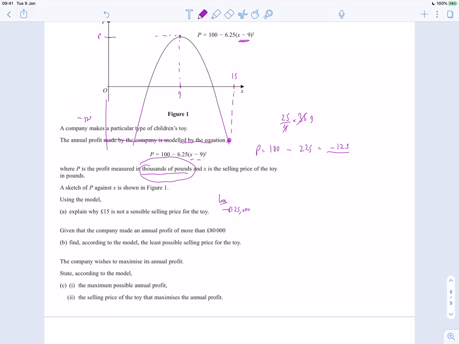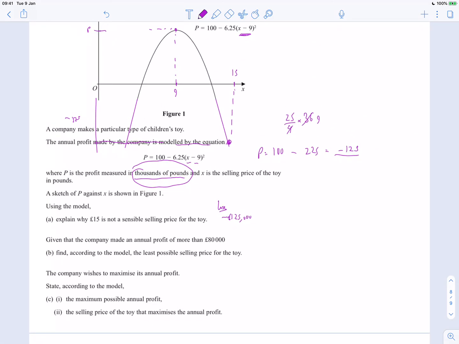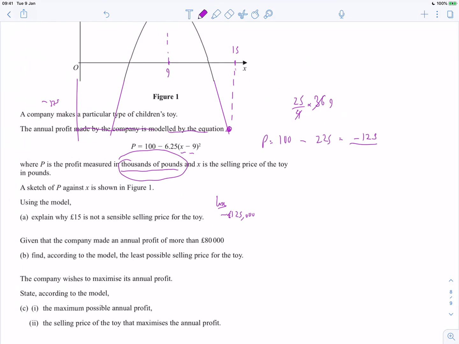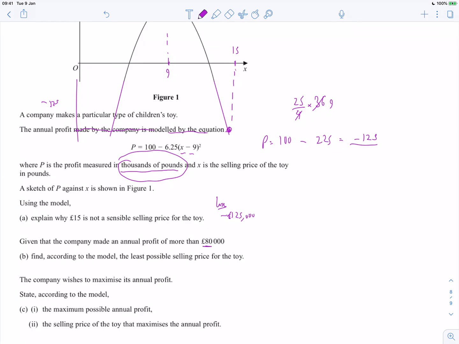So, given the company makes an annual profit of more than 80,000, find, according to the model, the least possible selling price. Right, so 80,000. That means when P is 80, because we're still dealing in thousands.